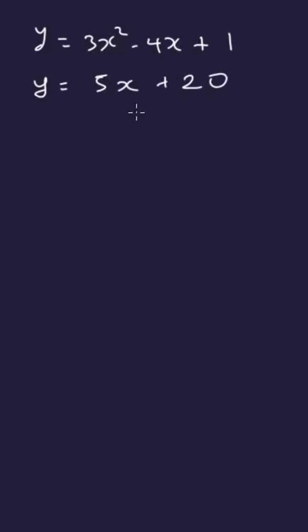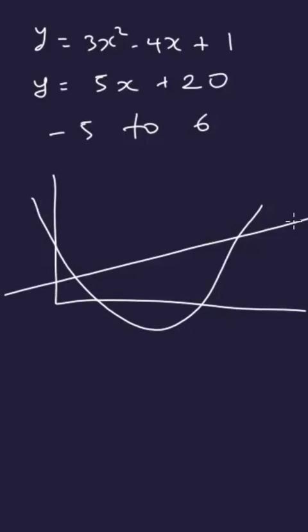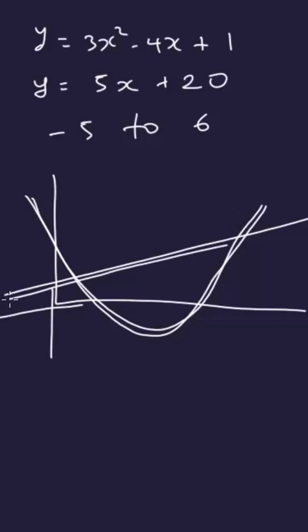So you may have a case where you want to plot this kind of graph. Let's say you have a case where y equals 3x squared minus 4x plus 1. And you also want to plot this on the same graph where you have 5x plus 20. And let's say we're interested in a case where the range of x is from minus 5, let's say, to 6. It's as if you're looking for something like this. This is the kind of graph we are talking about, right? Where you have a quadratic curve and a straight line, right?